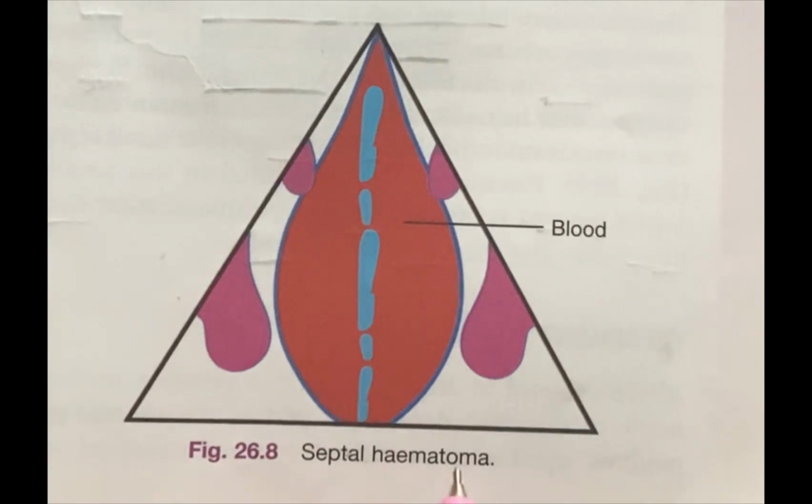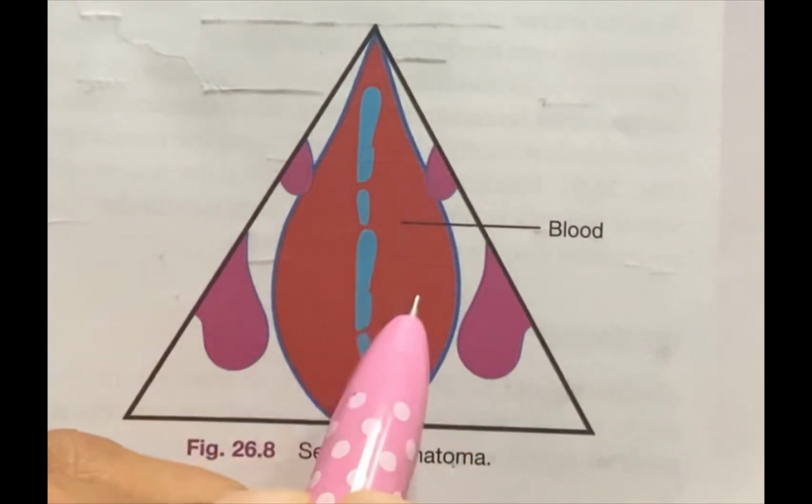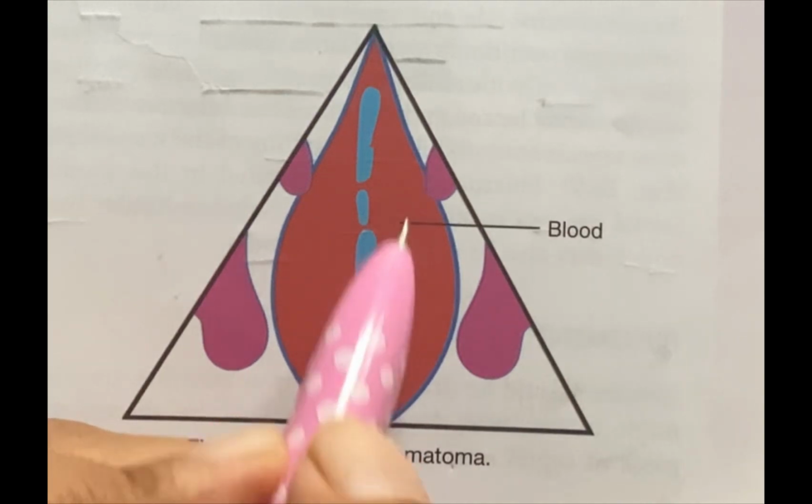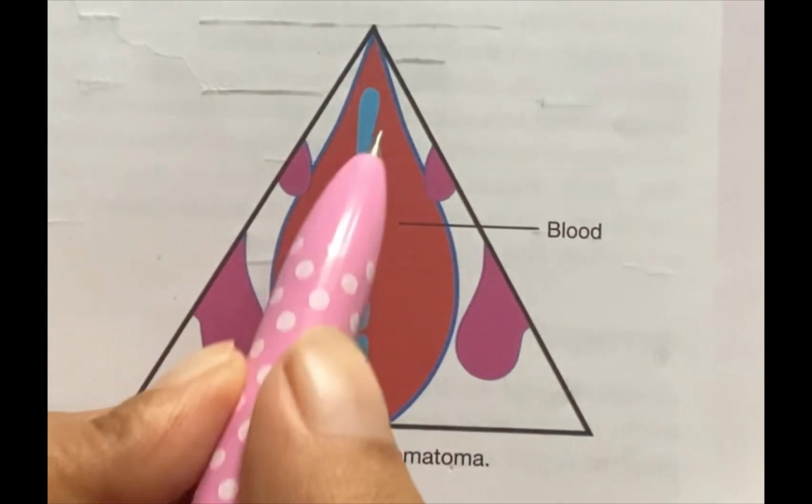So this is septal hematoma. We can see the collection of the blood under perichondrium or periosteum of the nasal septum.